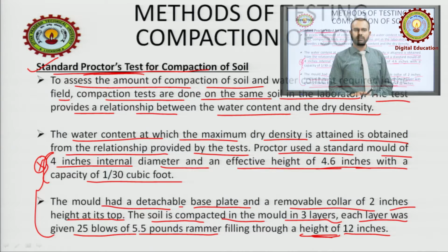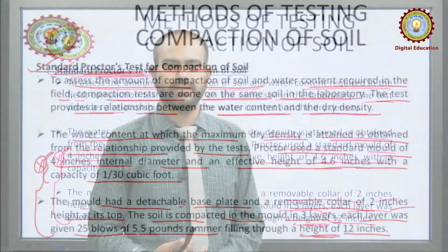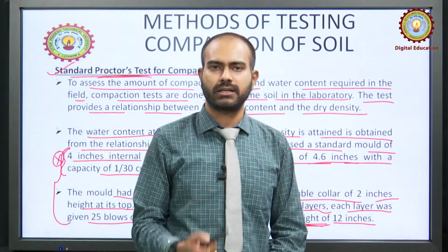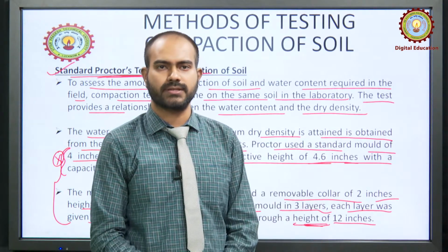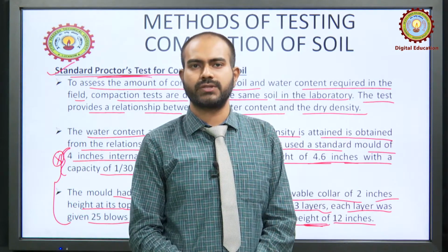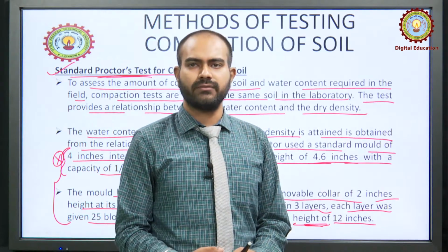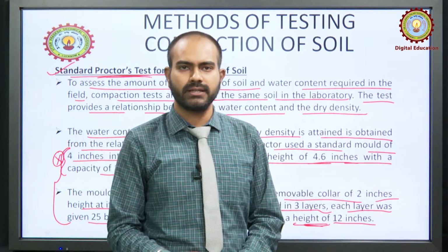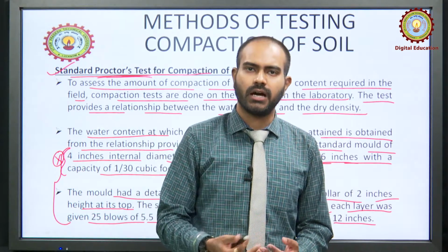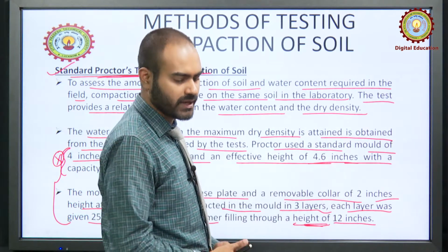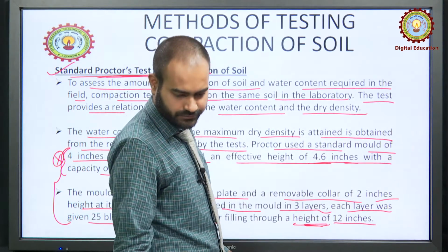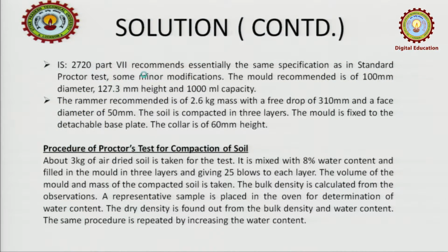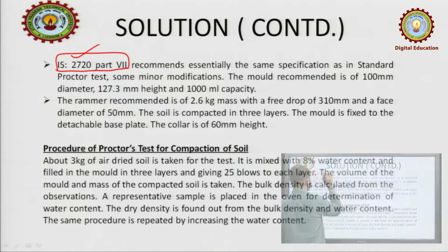Our IS compaction method, or standard compaction which we use in our country, is actually derived from the same process. We nearly have the same procedure, with just some variations in the weights and all. We will see how in our country the process of compaction or Proctor test is carried out. According to IS 2720 part 7, this is where the compaction tests are included.